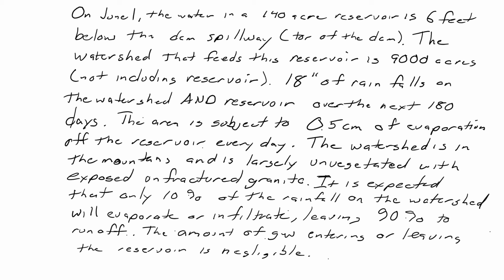Okay, so you have a dam. Behind the dam is a lake. It's 6 feet below the top. Over the next 180 days, 18 inches of rain is going to land. 90% of that is going to run off into the reservoir from a 9,000 acre watershed. If that was the only thing going on, what would happen to the level of the water?